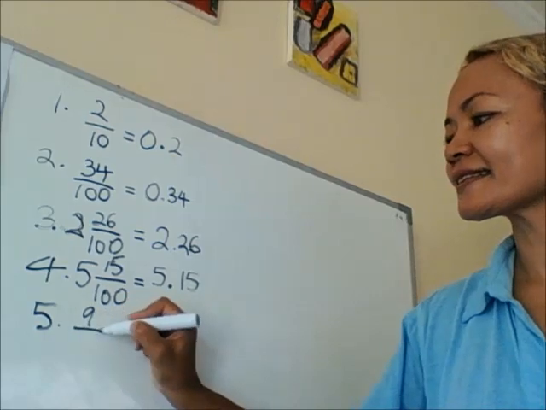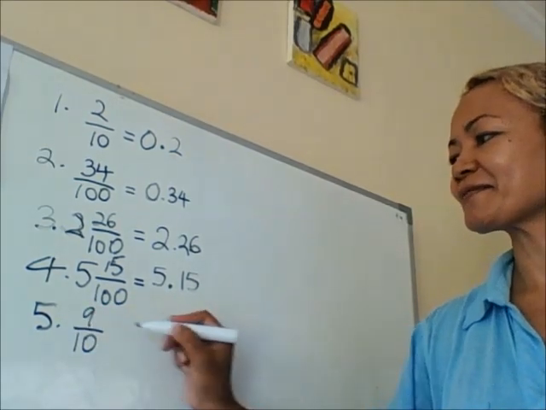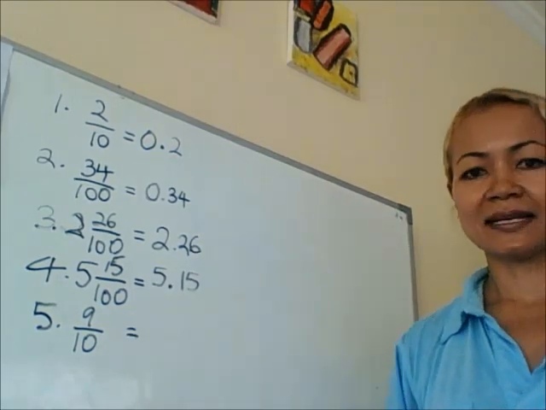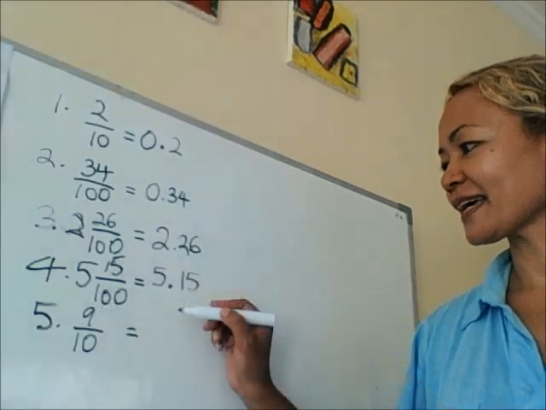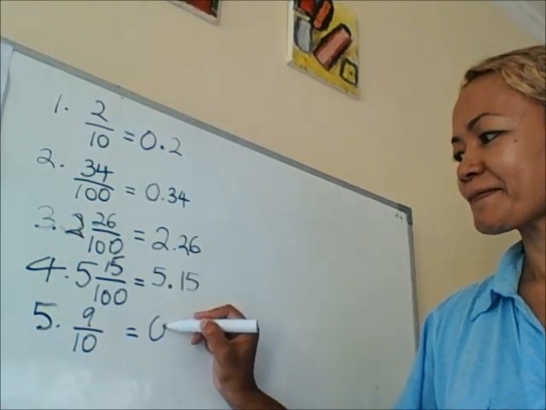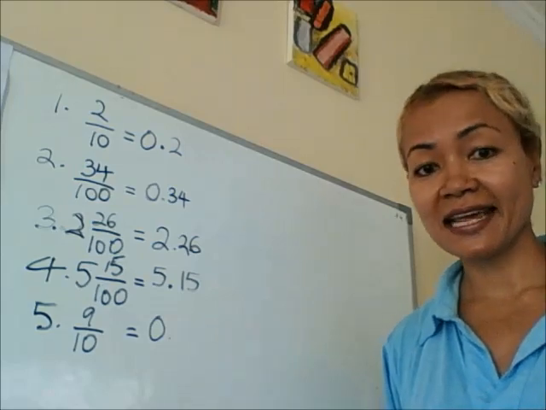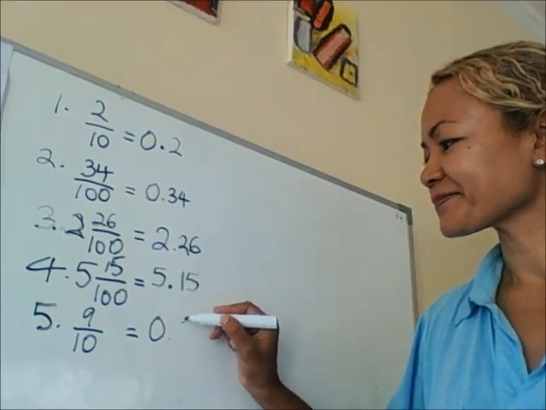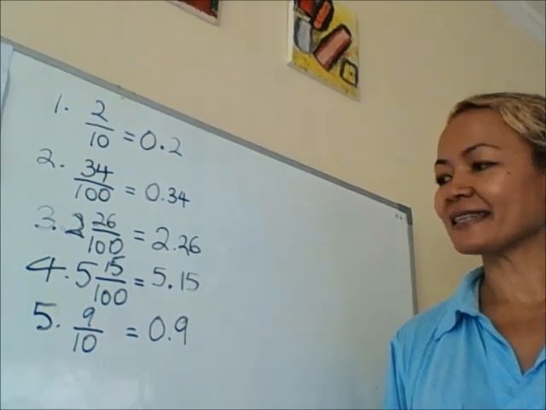9/10. It's a fairly simple one. I'll let you solve it now. Have you done it? Okay. 1 digit goes straight into the tenths column. All right.